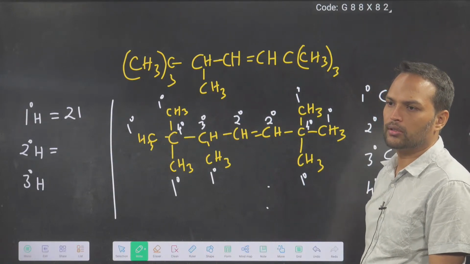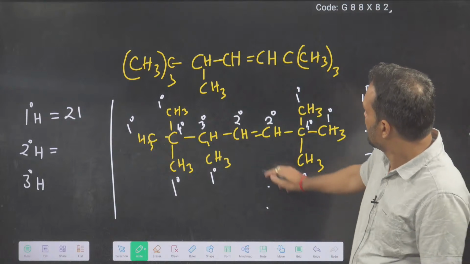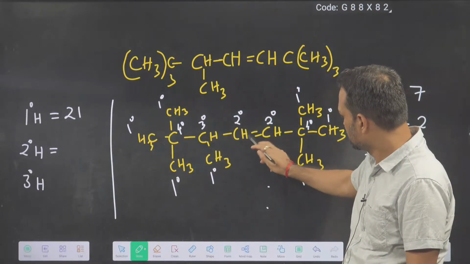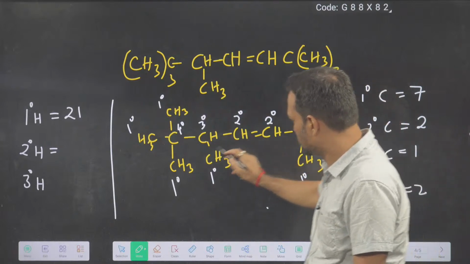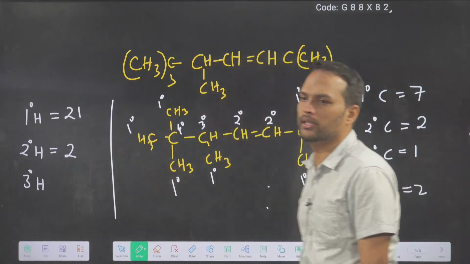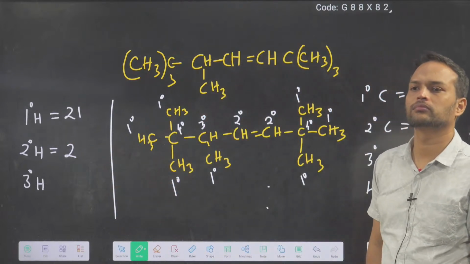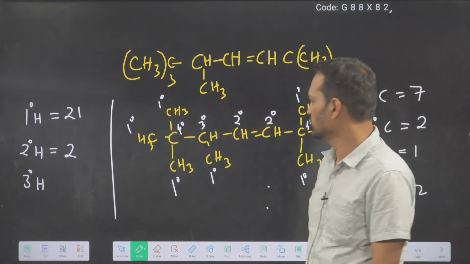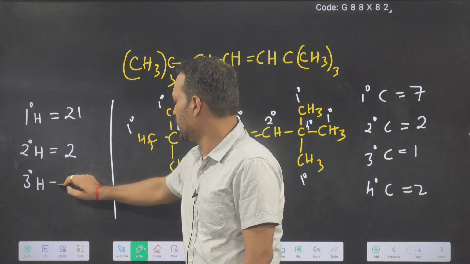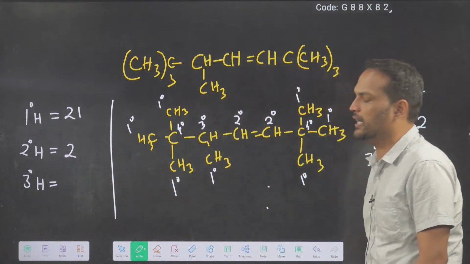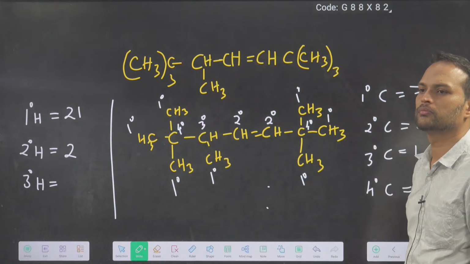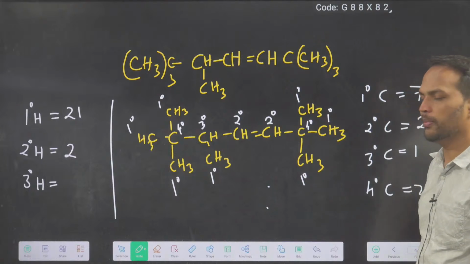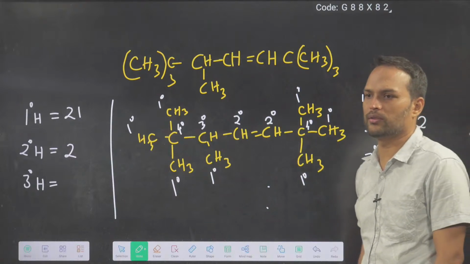Not 4, Kamala. See here, only one hydrogen is there. So 2 only. Come to the next one. How many 3 degree hydrogen? Not 4. How many 3 degree hydrogen?